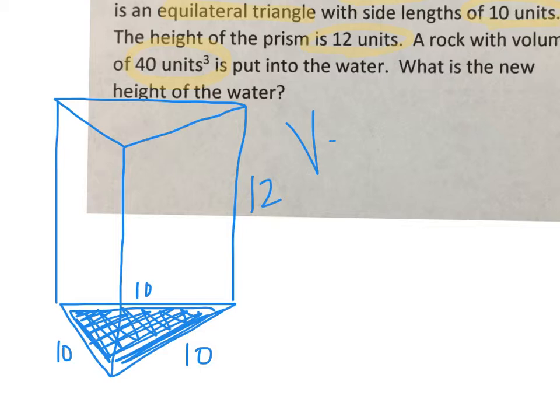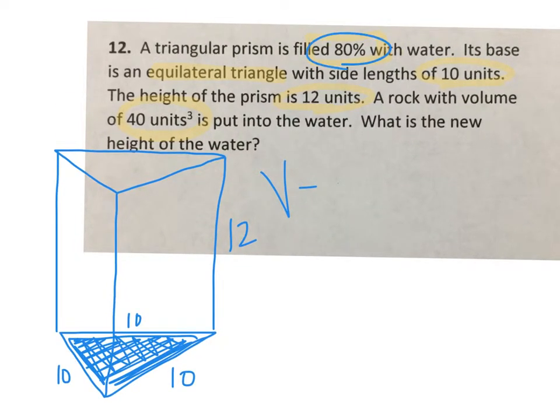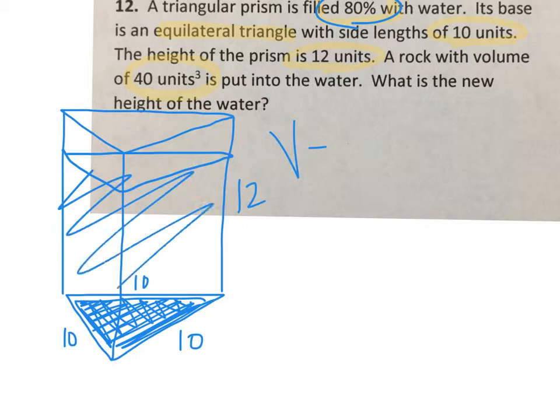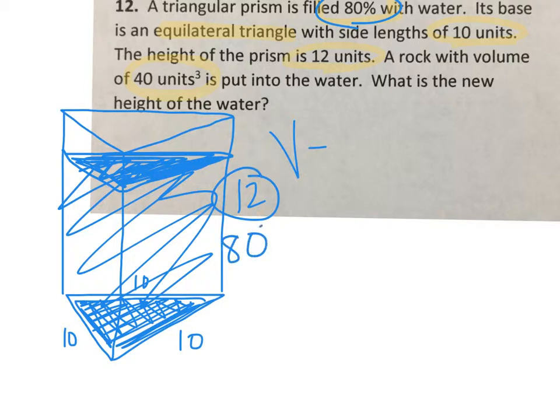So the volume here, it's filled up 80% with water. So let's make this 80% here. All this is water down in there. Okay, so how much water is in there now? We want to first find 80% of 12. So we do 12 times 0.8 in your calculator, and we find that the current height of the water is 9.6 units.